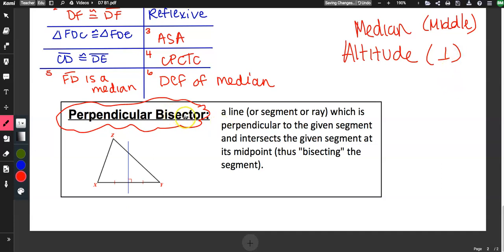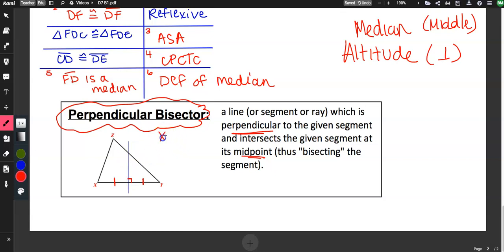The perpendicular bisector kind of combines those two, but the difference here is that this is not necessarily from a vertex point. So it's a line, segment, or ray which is perpendicular to the given segment and intersects the segment at its midpoint. Okay, so you can see the perpendicular bisector in blue. So it creates these two congruent segments and that 90-degree angle.